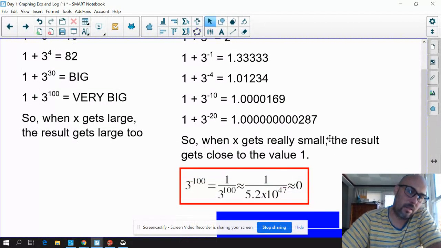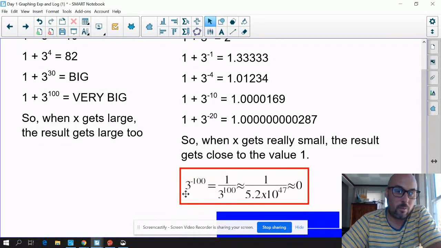And let me elaborate on that just really quick. So 3 to the negative 100, that negative 100 is a pretty small number. That's the same thing as 1 over 3 to the 100th. And 3 to the power of 100 is 5.2 with 47 zeros after it. So that's just an incredibly large number. So 1 divided by 5.2 with 47 zeros after it is basically 0. That would be like having one pizza and separating it into all the atoms that are on the moon. And each atom would get basically nothing. So 1 divided by a huge, huge number is basically nothing.